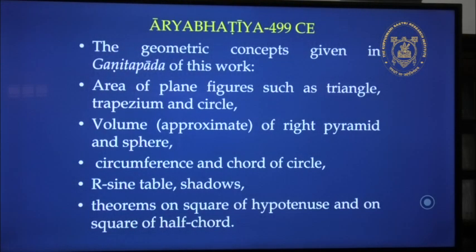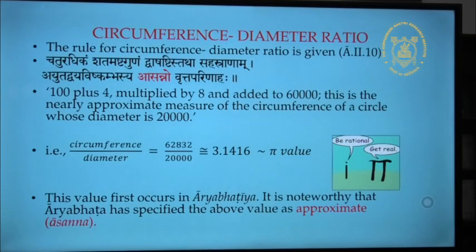Then in Aryabhatta's work, we have the following geometrical concepts. Area of plane figures such as triangle, trapezium and circle. Approximate volume of right pyramid and sphere. Circumference and chord of a circle. Sine table, shadows. Theorems on the square of the hypotenuse and on the square of the half chord.